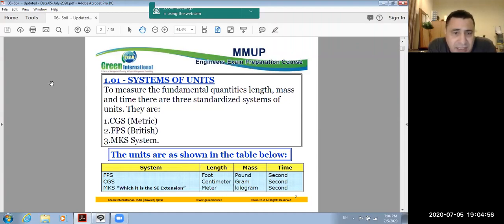We have 3 major systems of units in the world. The 3 systems are foot pound second, centimeter gram second and meter kilogram second. The standard units which is coming is meter kilogram second.